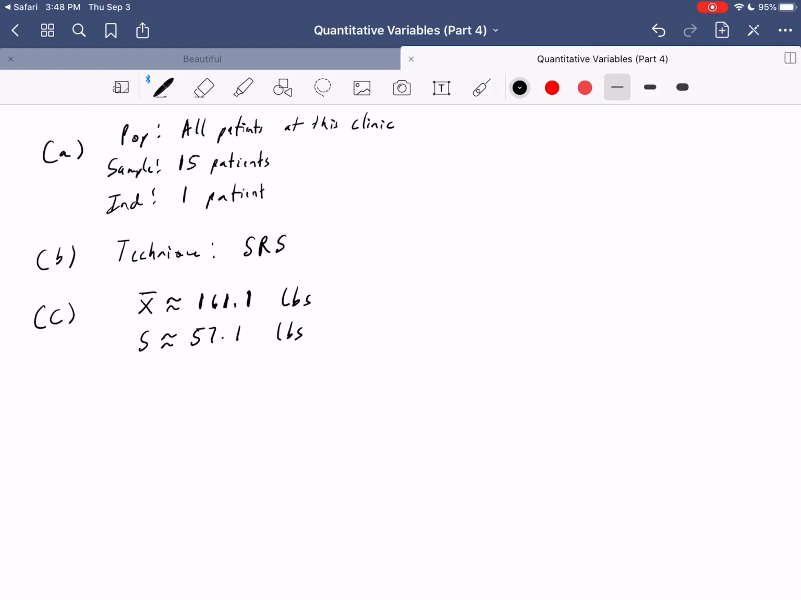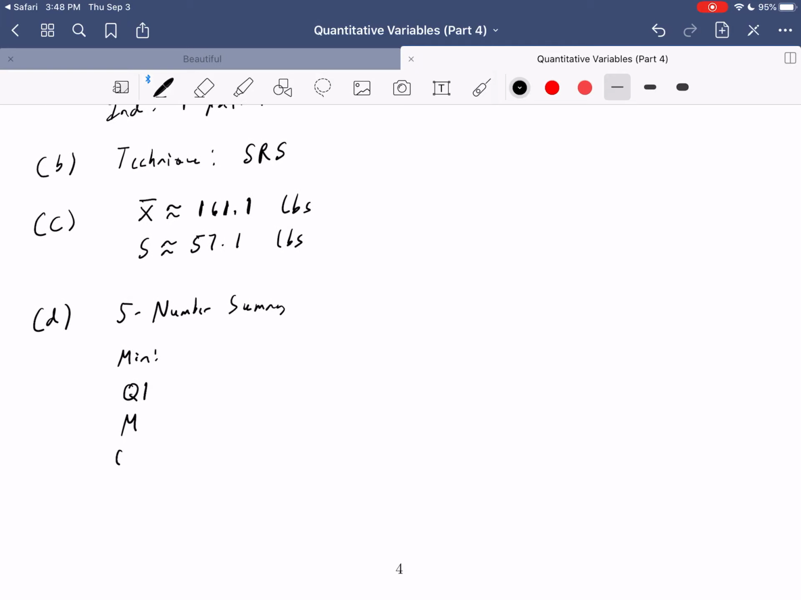All right, let's go ahead and get that 5-number summary. So that means we want our minimum, Q1, the median, Q3, and the maximum. Again, we could easily do that by hand by just looking back at our data, but we can also just grab it from the calculator. The minimum was 12, Q1 was 126, the median was 173, Q3 was 198, and the maximum was 248. And of course, all those would be in pounds.